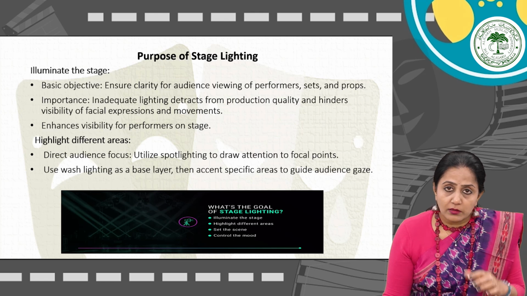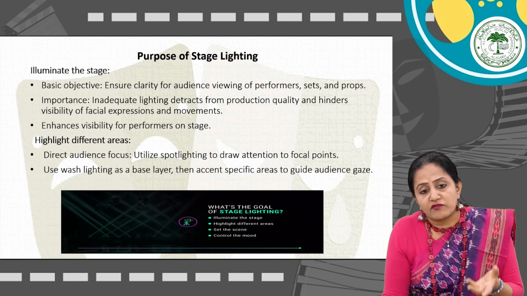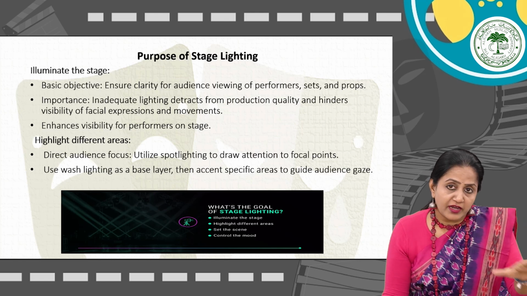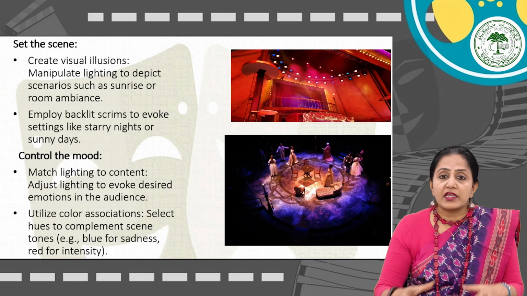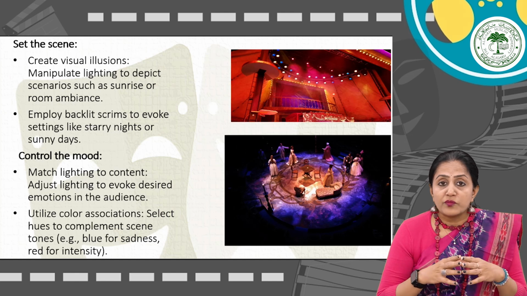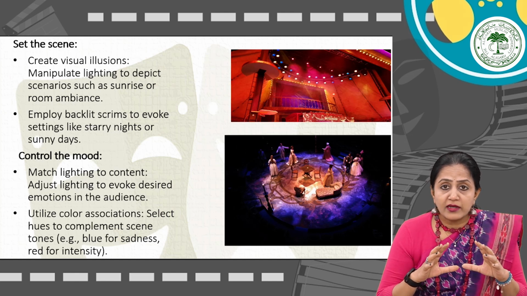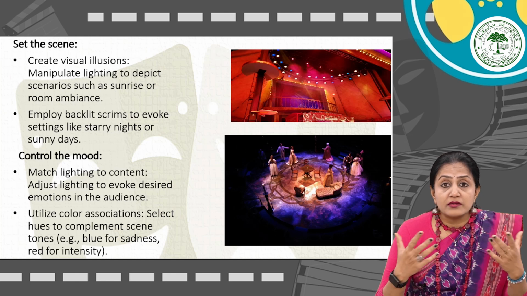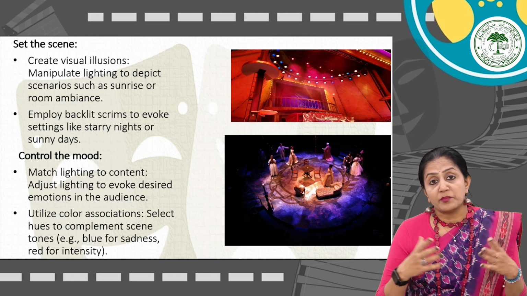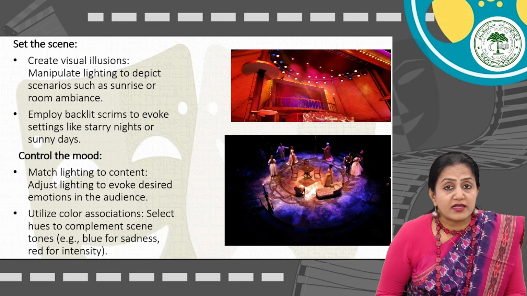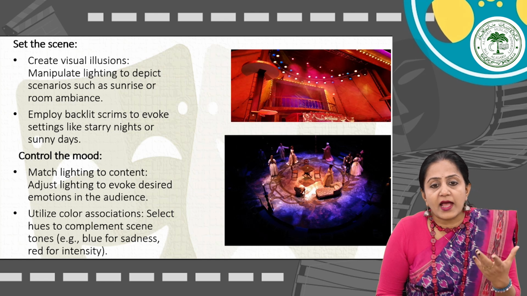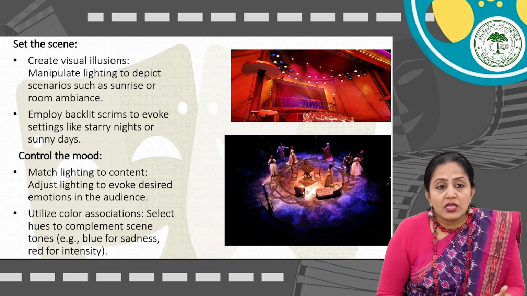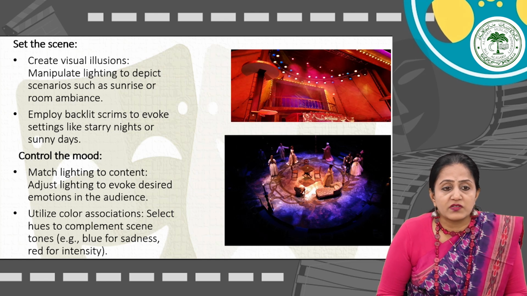So, in addition, apart from highlighting the stage and different areas on stage, light also sets the scene because it creates visual illusions. Manipulating light can lead to depiction of scenes such as sunrise or the ambience of a room. You can show sunset, you can show the gray sky, deep blue darkness. That will add to the mood, that will add to the whole setting of the environment of the scene.